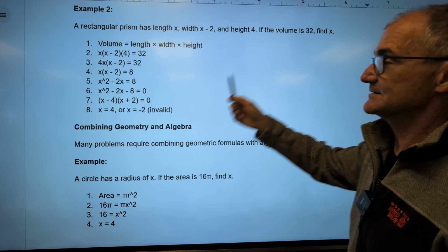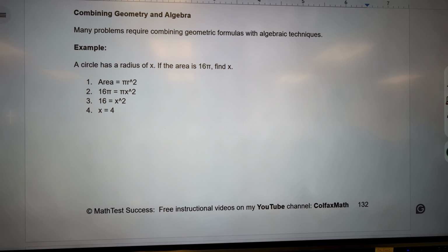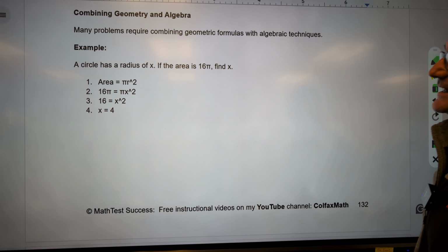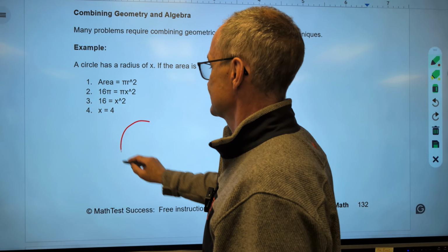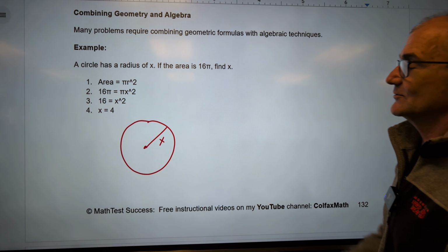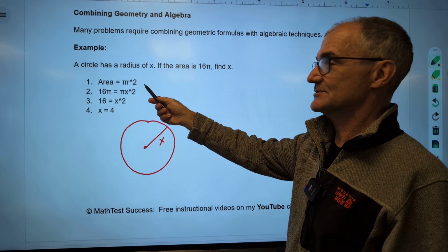Okay, combining geometry and algebra. A circle has a radius of x. So from the center out is x. And the area is 16 pi. Find x. Well, area is equal to pi r squared.